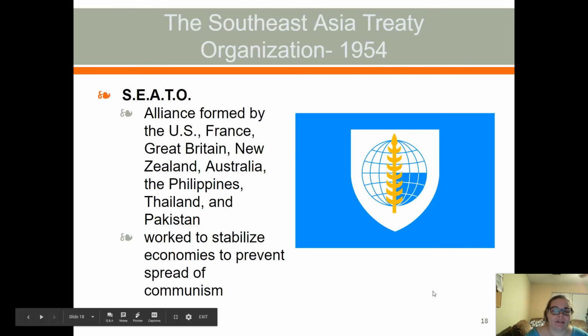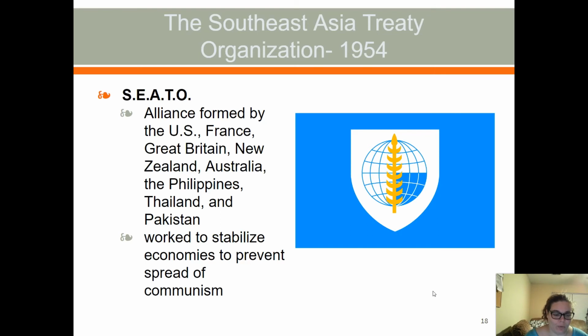All right. And then there was one last thing we did. It's called the Southeast Asia Treaty Organization, or SEATO. It's an alliance formed by the United States, France, New Zealand, Australia, the Philippines, Thailand, and Pakistan. And you'll notice there's only two southeastern countries in that. The Philippines and Thailand.